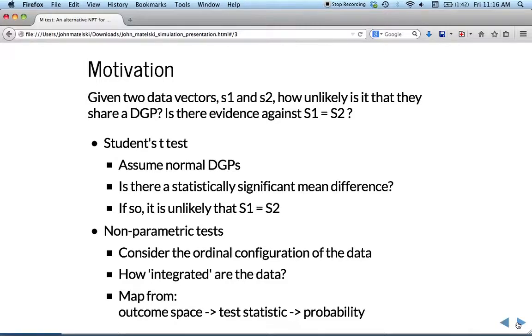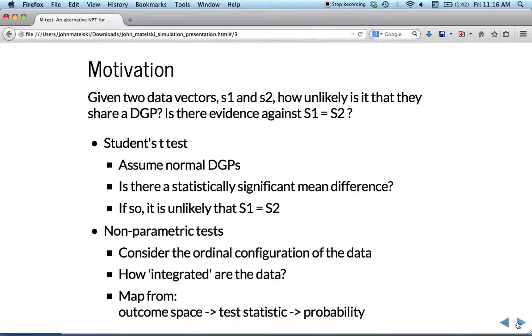So the student's t-test, or the parametric approach, is to say, okay, let's assume everything comes from a normal data generating process. Ask if there's a statistically significant mean difference for the two vectors. And if so, it's unlikely that they share a data generating process.